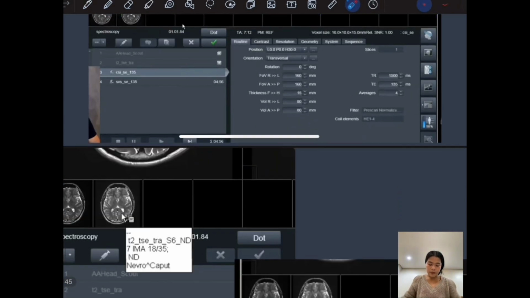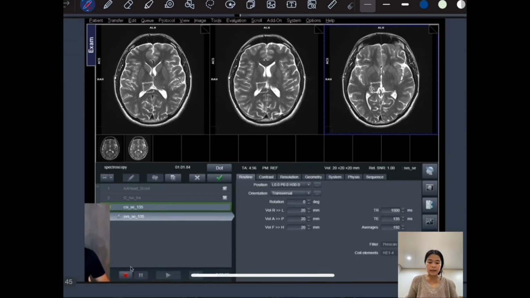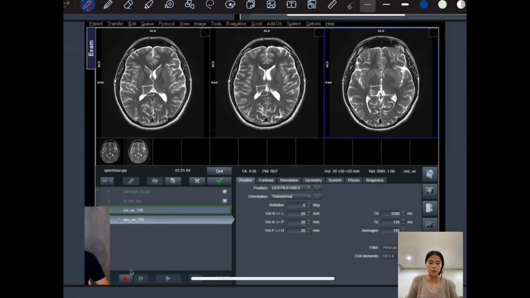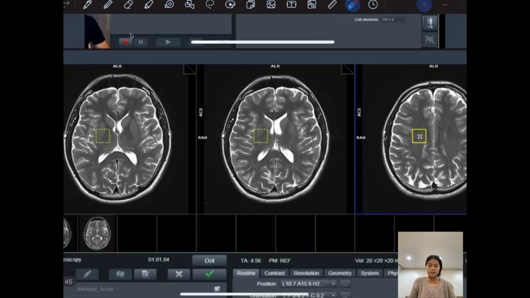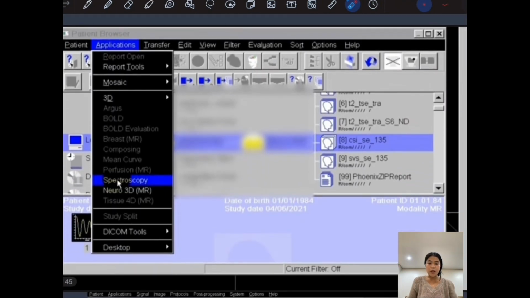Upon acquiring the images, this will give us two images. First is the original image with 2D distortion labeled as DIS 2D and the no distortion image labeled as ND. Similar to that, we can also choose what we would like to image in our SVS, or the single voxel, as well as adjust its parameters. In the next slide, we can see the selected VOI, or the volume of interest, which is represented in the yellow box.